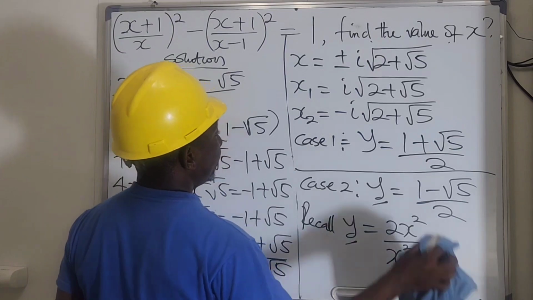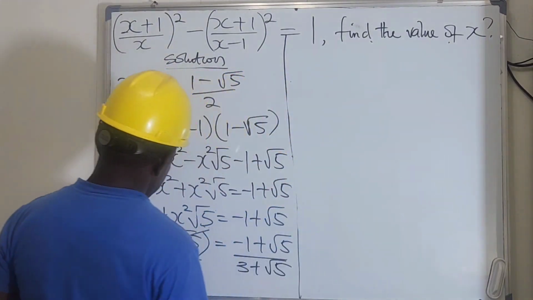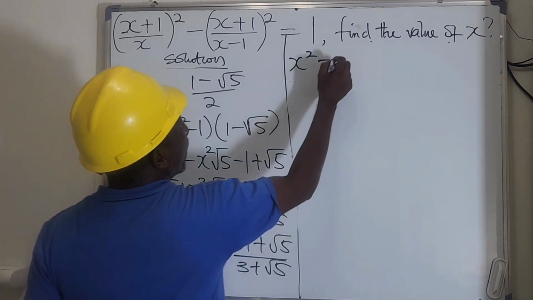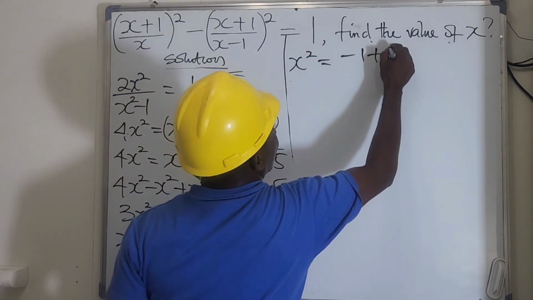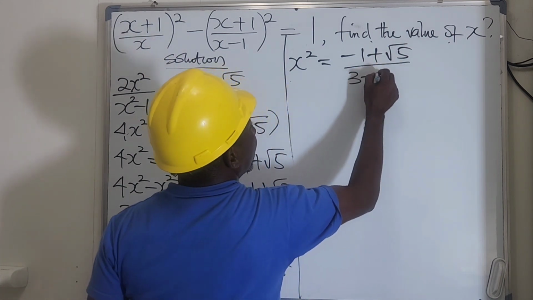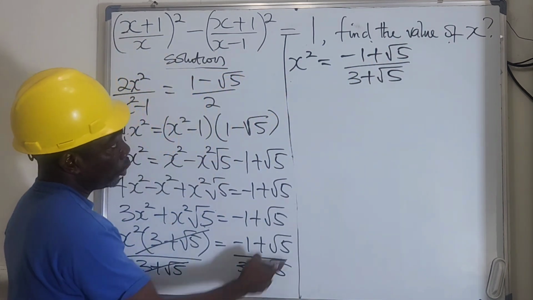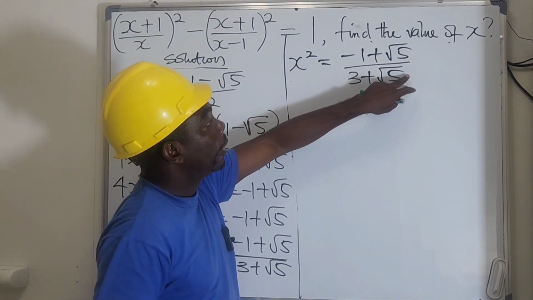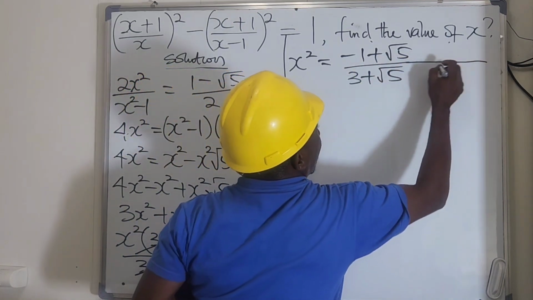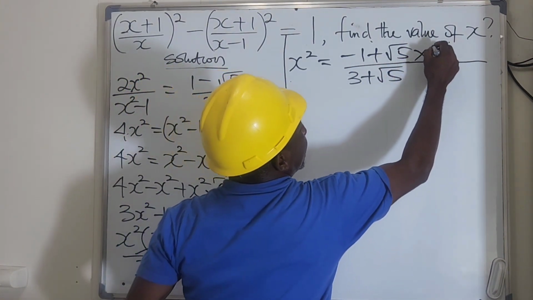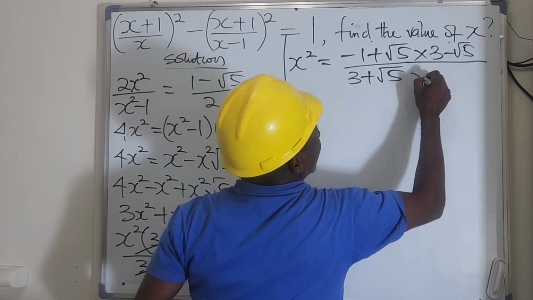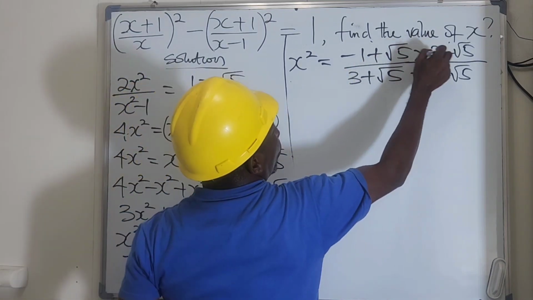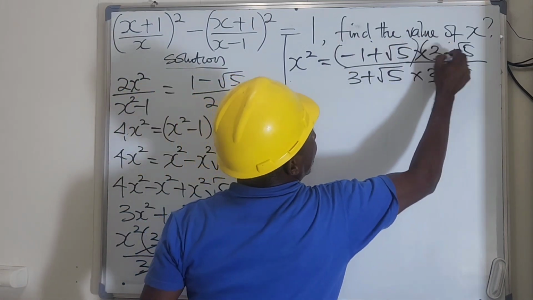So we'll clean this. So we'll move over to this other side. So we say that we are left with x squared equals minus 1 plus root 5 all over 3 plus root 5. So this one is what we transfer to this other side. So what we are going to do, this is a surd format. We are going to multiply the numerator and the denominator by the conjugate, which is 3 minus root 5 over 3 minus root 5. So this is what we have here. So let's create a parenthesis here.